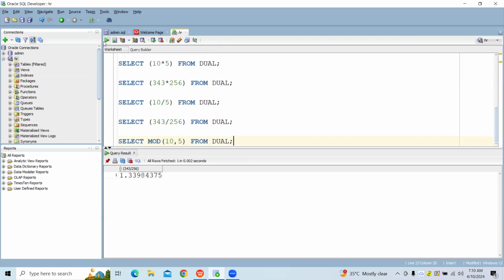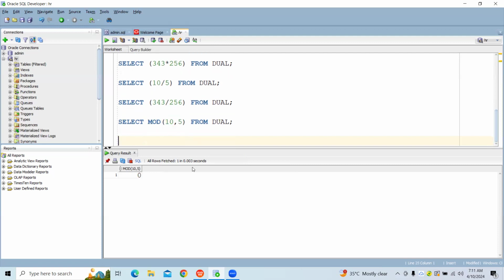So now let me run the query. What happens if I run this particular query? I would be getting the remainder. When 10 is divided by 5, what is the remainder? It is yielding a remainder of 0. So the same 0 has been retrieved to us in the output.